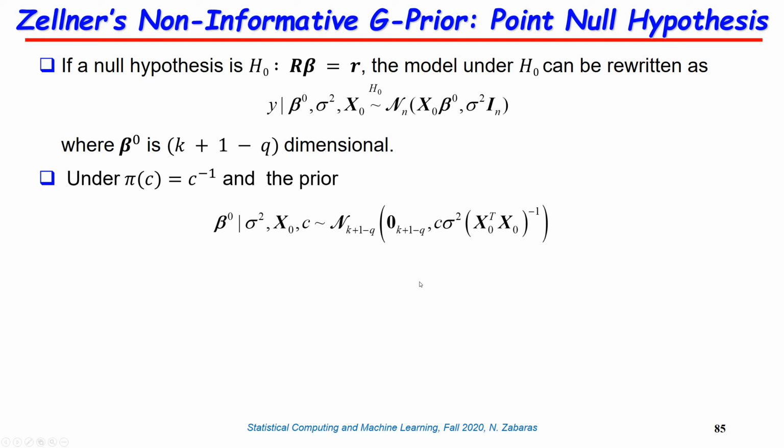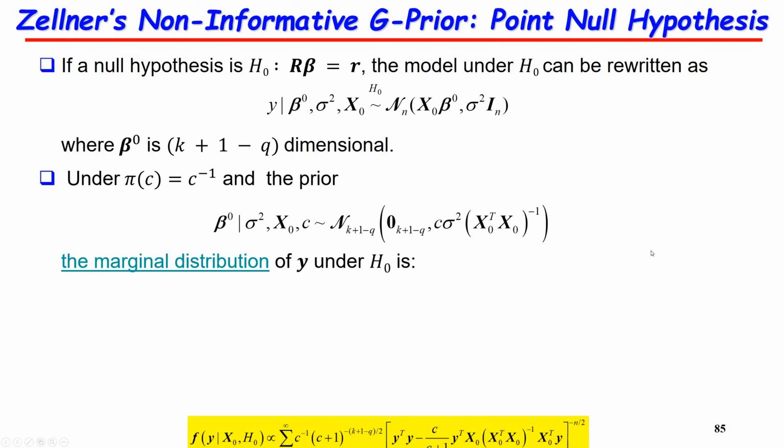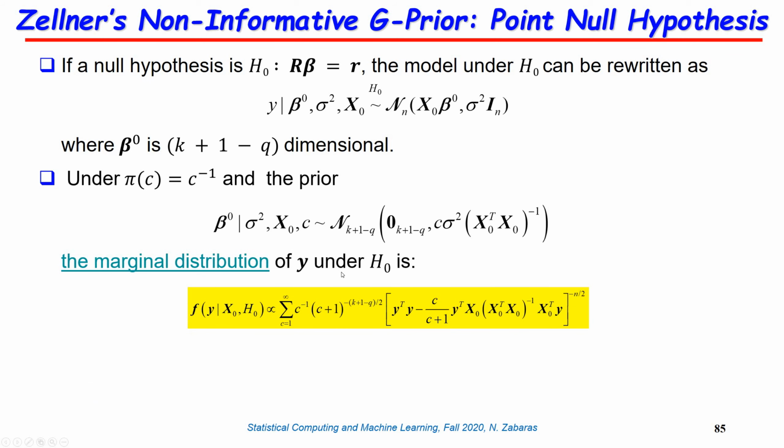The other thing to observe is that when I write this, the constant C here is the same as the one I use for the full model where all the parameters were included. Also note that the noise sigma square is the same for all of these different types of hypotheses H0 that I can use. All right, so this marginal distribution of y under H0 looks like this.